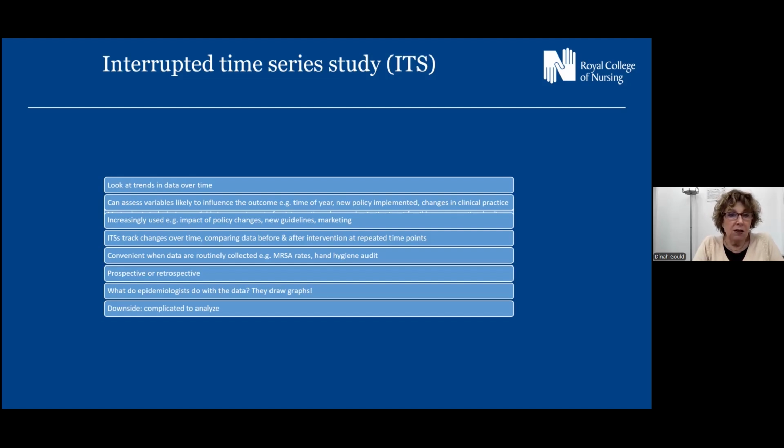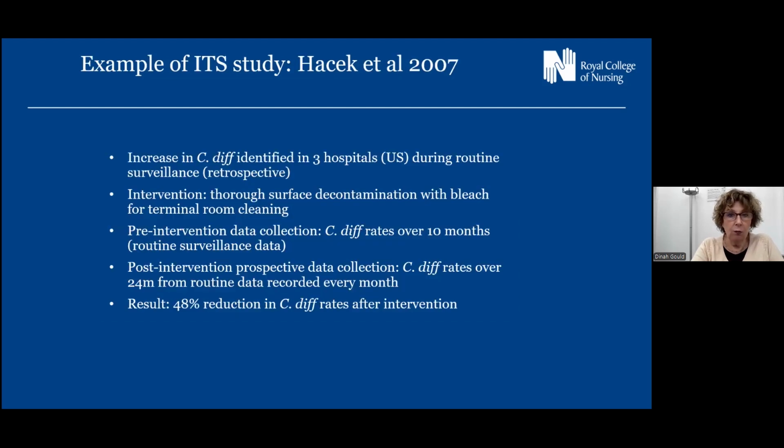Interrupted time series studies can be prospective or retrospective. A prospective one means that we collect data from the outset, but if you've got routinely collected data like MRSA rates, you can always make some change, and then you can go back and look at data that were collected before, because it's available anyway. And how the studies are analysed is we draw graphs. So epidemiologists who do this study draw a lot of graphs. The downside of this kind of study is they can be complicated to analyse, especially if a lot of changes occur, especially if they go on over a long period of time.